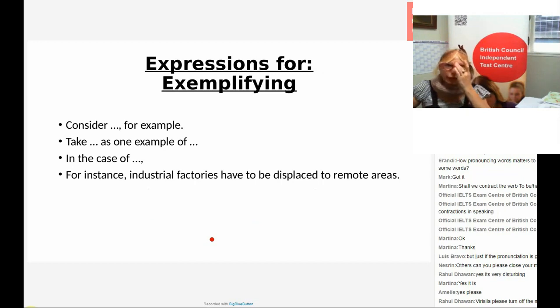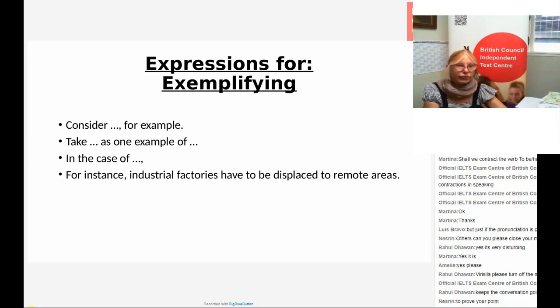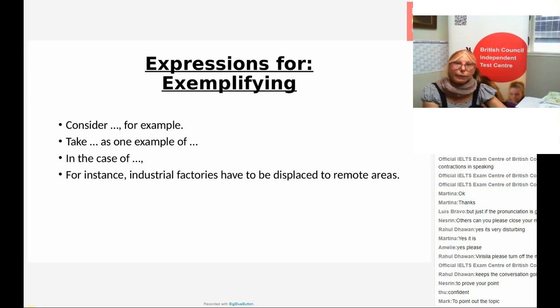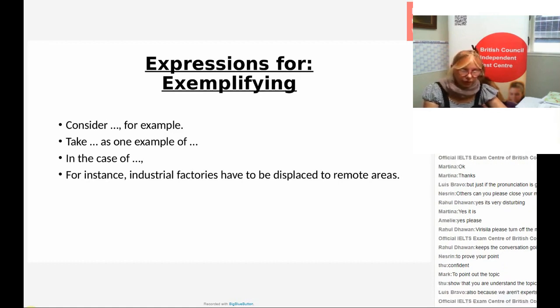Okay, so some expressions for exemplifying, for giving examples. Why do we need to give examples? Examples are great. They're great for speaking. Why? Can you give me one reason why examples are really good strategies for speaking? Yes, absolutely. Keeps the conversation going. Keep talking, keep talking, keep talking. To prove your point? Yep. Confident? Yep, definitely. To point out the topic? Yes, yep. Gives more information, and it's absolutely vital that we know how to develop our topics.